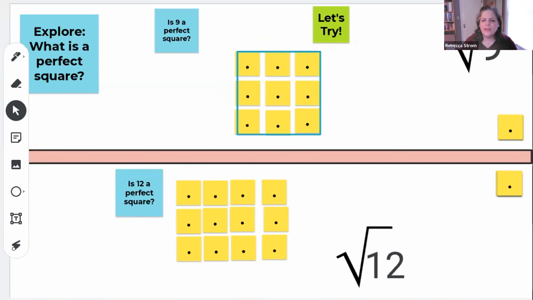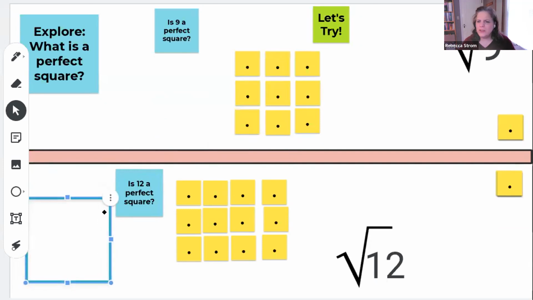Right. So the idea could be, if you have 9 things, can you make it into a square? And the square root is literally the length of the side. So when we're looking at something like 9, we have memorized and we know that the square root of 9 is 3. But what happens when we're dealing with something that's not a perfect square? So we have something like 12.